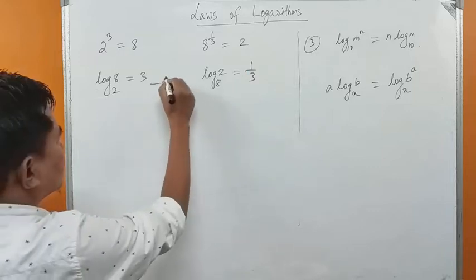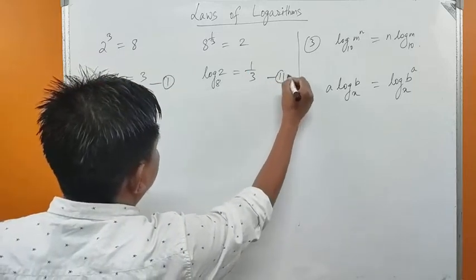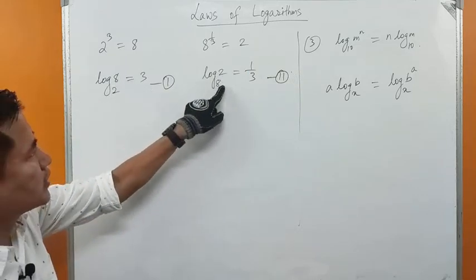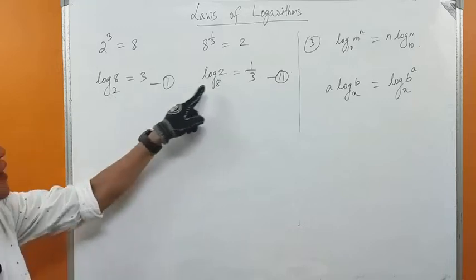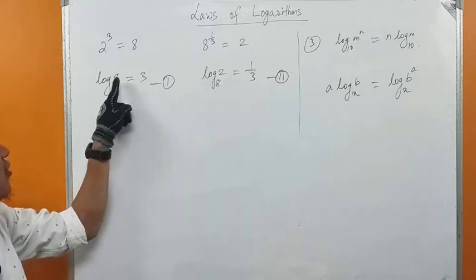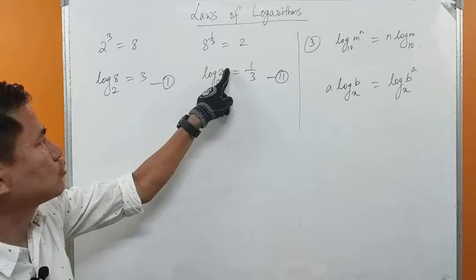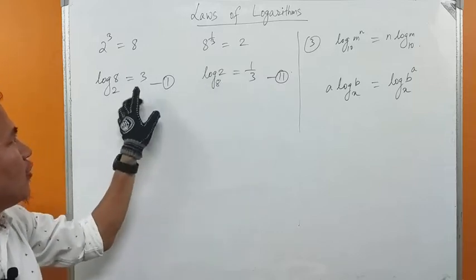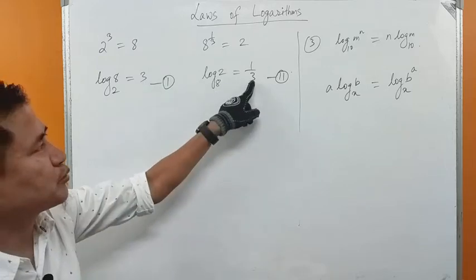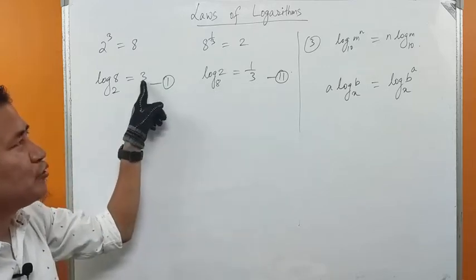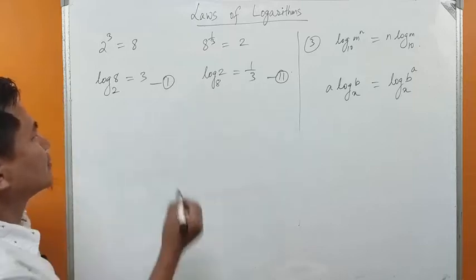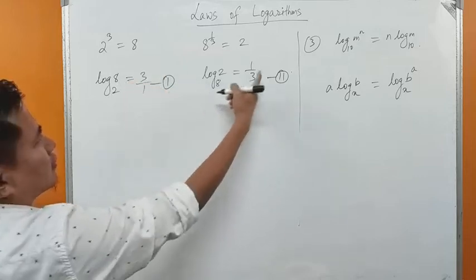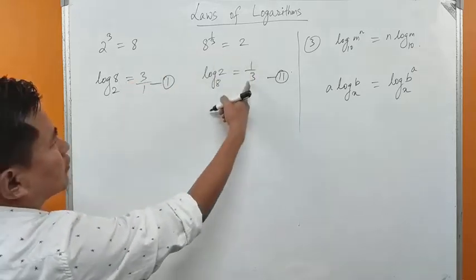Now when we observe these two equations, equation 1 and 2, carefully: log 8 to the base 2 and log 2 to the base 8. Log and base are interchanged, isn't it? And what happened on the right hand side? The number is reciprocated. 3 was in the numerator, here the 3 is in the denominator. The number from the denominator 1 came up to the numerator and 3 came down to the denominator, isn't it?